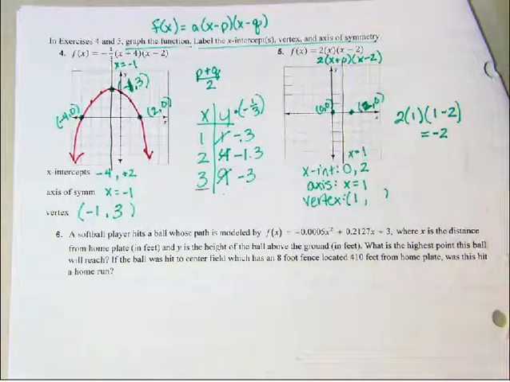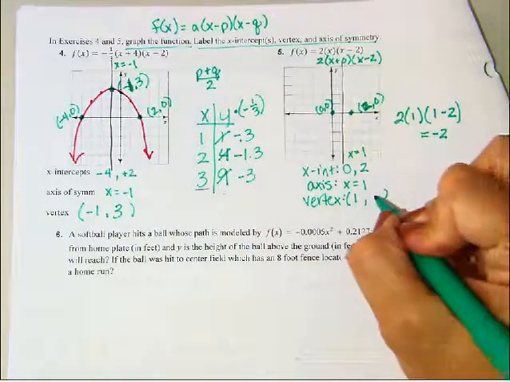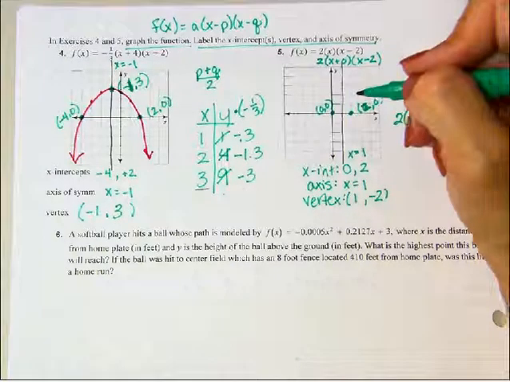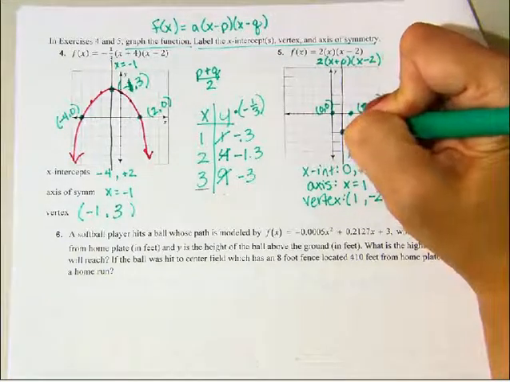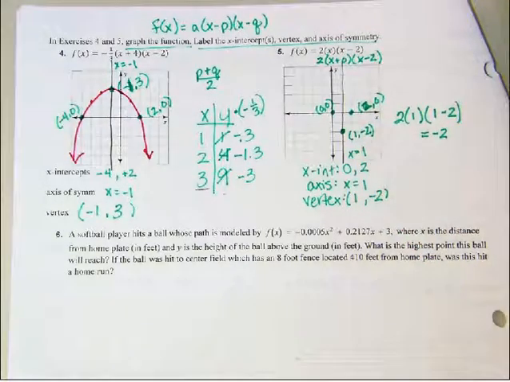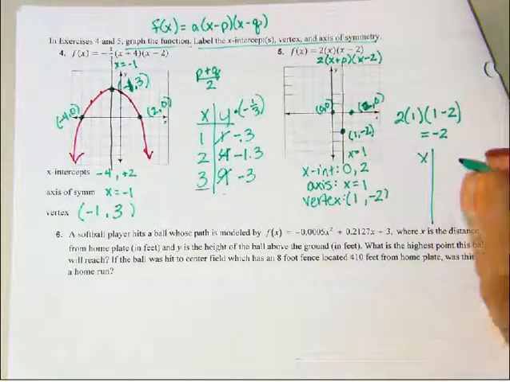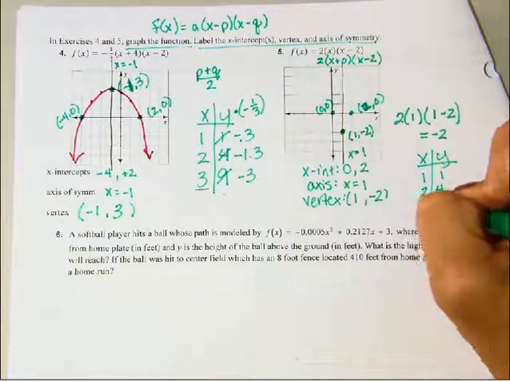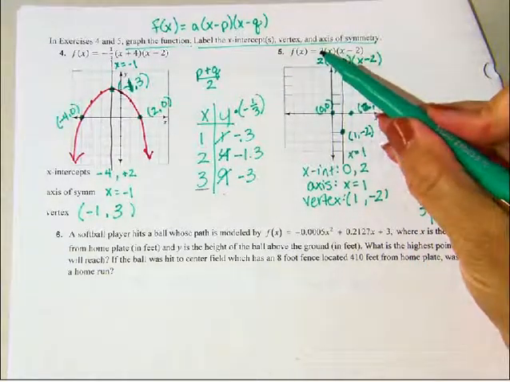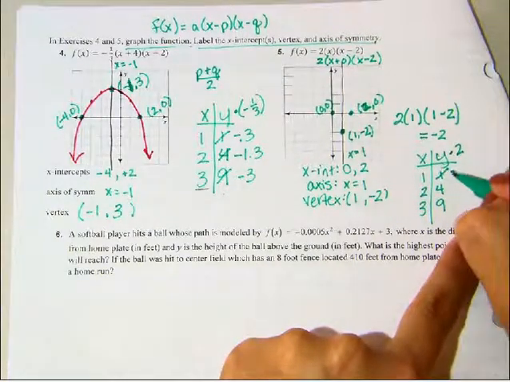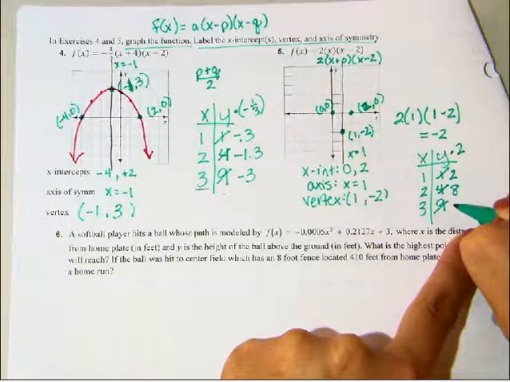You can plug it in your calculator if you need to, or just do the math out like that. And so my vertex, if I go up 1 and I go down 2, is 1, negative 2. And then I have those points to remember: 1, 1, 2, 4, 3, 9. And I multiply by 2. That's my a in this problem. So I'm taking y times 2. So that becomes 2, 8, 18.